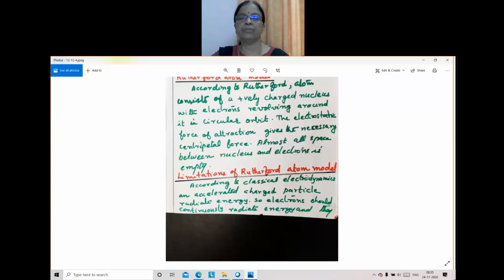Limitations of Rutherford atom model. According to classical electrodynamics, an accelerated charged particle radiates energy.